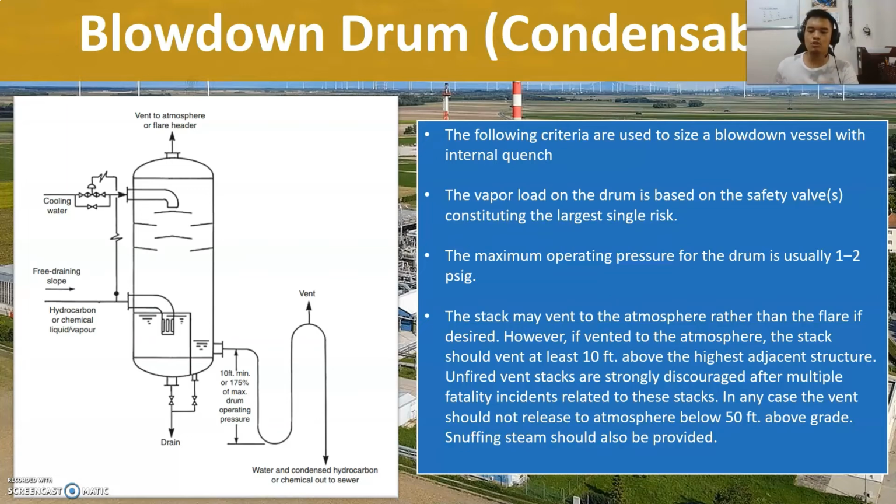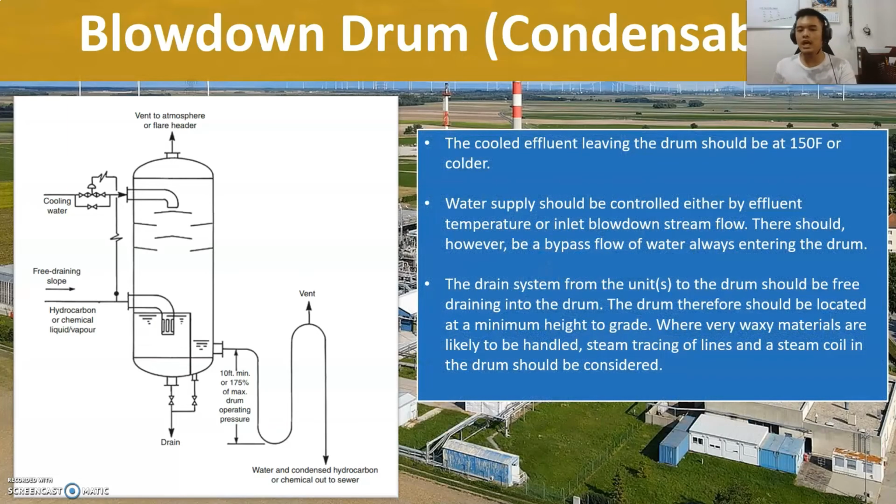Snuffing steam should also be provided. The cooled effluent leaving the drum should be at least 150 Fahrenheit or colder. Water supply should be controlled either by effluent temperature or inlet blowdown stream flow. There should, however, be a bypass flow of water always entering the drum. The drain system from the units to the drum should be free draining into the drum. The drum therefore should be located at a minimum height to grade, where very waxy materials are likely to be handled. Steam tracing of lines and a steam coil in the drum should be considered.